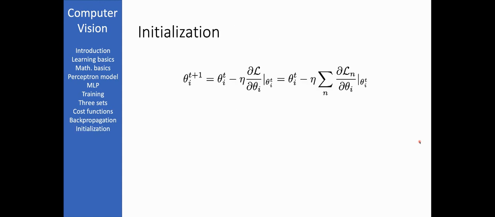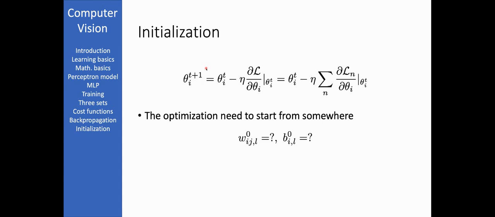Because we have to start from somewhere, right? Well, all these gradient steps assume that there is a theta at 0 at the beginning. I start with that, and then I basically start taking the gradients and walking towards the gradient descent direction. So the optimization needs to start from somewhere. How do I actually initialize weights? How do I initialize the bias?